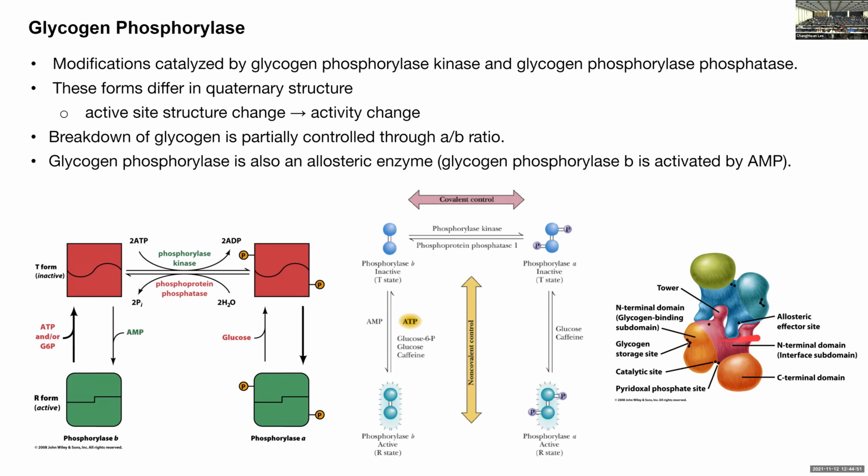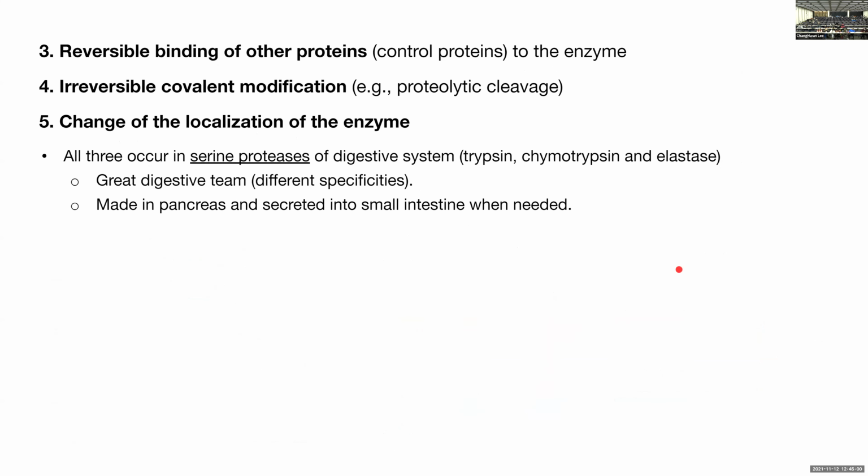All right. Again, this is all about the allosteric effector site, as well as covalent modification for the phosphorylation. And the rest of the three were reversible binding of other proteins, irreversible covalent modifications, and changes of the localization of the enzymes. And you can actually see all these happening in serine proteases that we already talked about, which have a critical role in the digestive system. The three examples that we talked about were trypsin, chymotrypsin, and elastase.